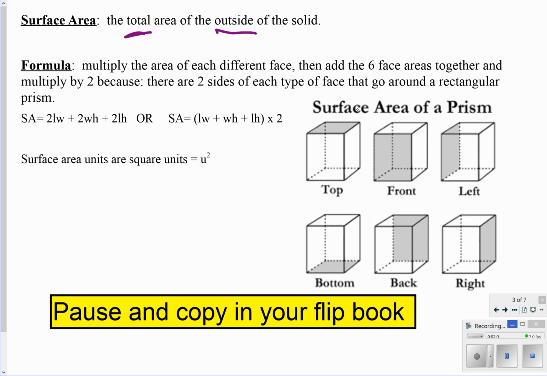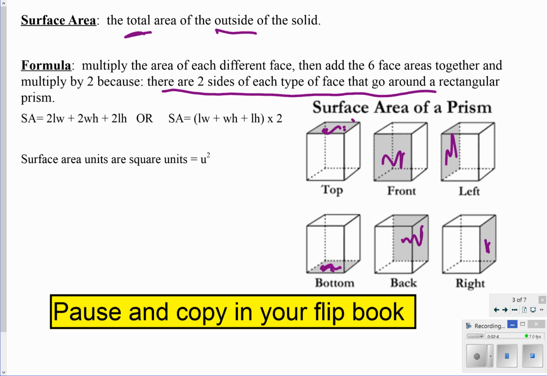So surface area of a prism, we can see that there's a top side and a bottom side of a rectangular prism. There's going to be a front, and if you went around, there would be a back as well. And then there's a left side and a right side. So when we can see all those different faces, that means there are 6 faces. So to find the formula, we're going to multiply the area of each face, and then we're going to add those 6 face areas together and multiply by 2. And the reason we're going to multiply by 2 is because there are actually 2 sides to each face.